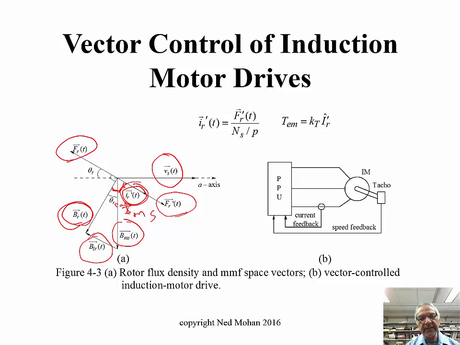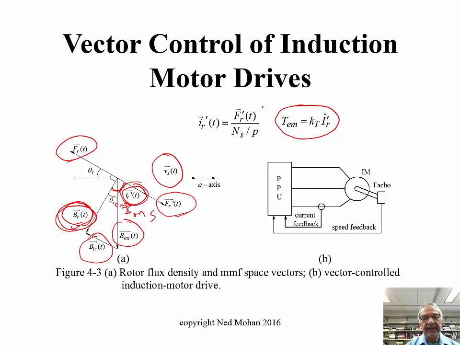So in vector control, what we will do is we will keep the amplitude of this rotor flux density distribution, the peak of that, BR hat, constant, but we will change this IR prime in magnitude, keeping this angle 90 degrees, such that we get this electromagnetic torque here, which we can change as a step. So that is the goal.